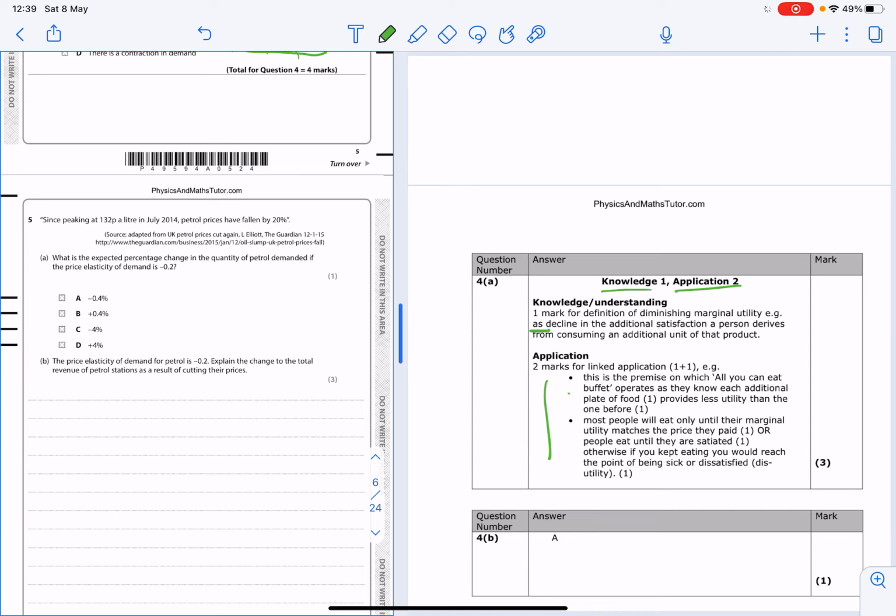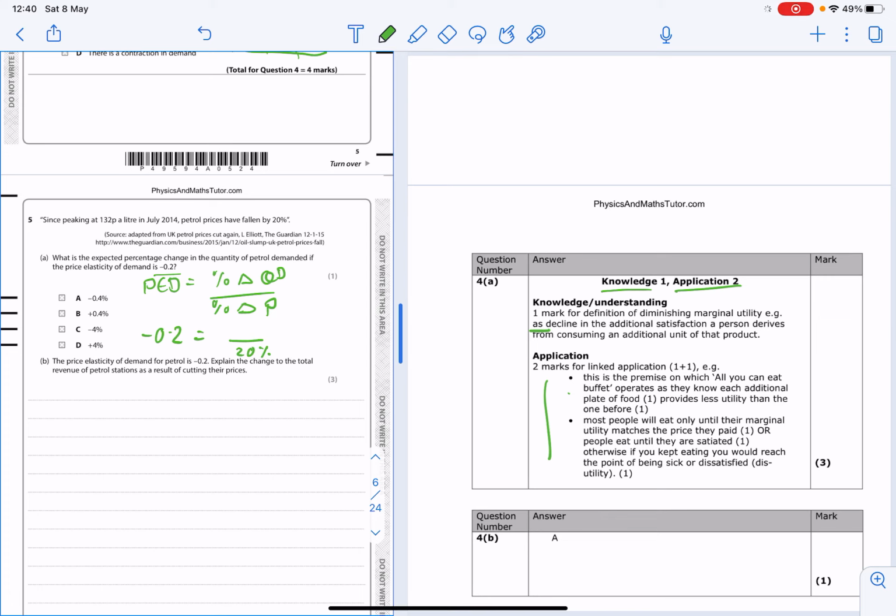0.2? So we need to start off with our formula. Percentage change in quantity demanded over percentage change in price. So they've given you the PED as minus 0.2, and they have given you the percentage change in price. So the price needs to go on the bottom.